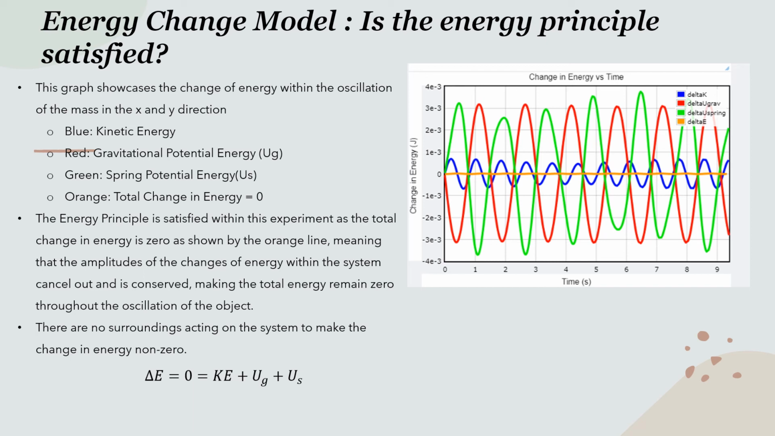The energy principle is satisfied within the experiment as the total change in energy is zero, as shown by the orange line, meaning the amplitude of the change of energy within the system cancels out and is conserved, making the total energy remain zero throughout the whole oscillation. There are no surrounding forces on the system to make the change in energy non-zero.